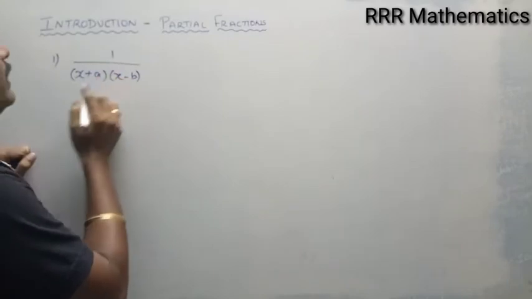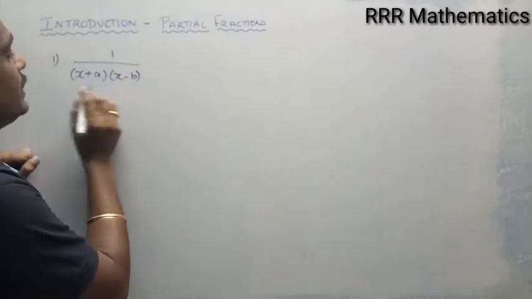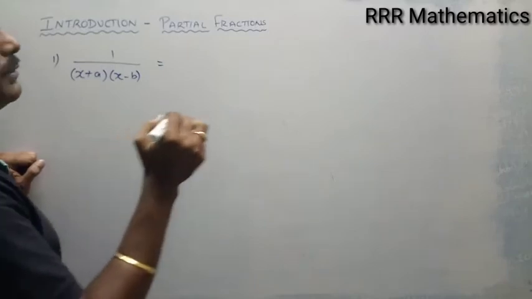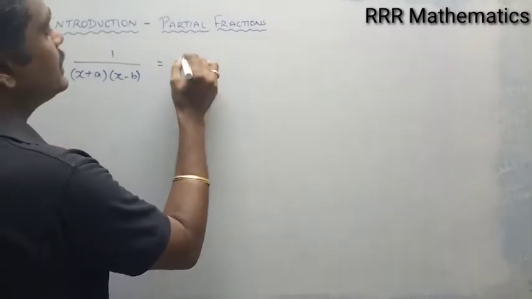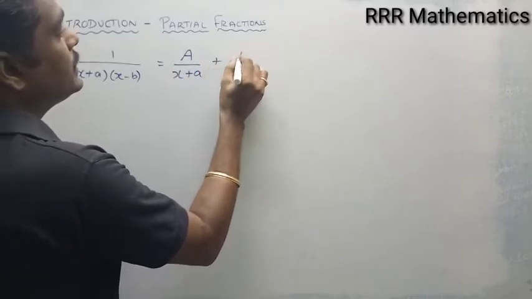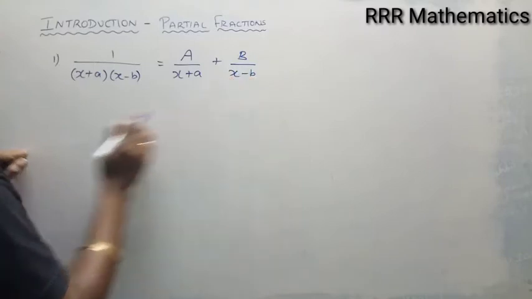For example, if I have a fraction 1 divided by (x plus a) into (x minus b). Here in each bracket, it is linear. What is the previous one, which is constant? Here I am going to consider the constants as capital letters A, B, C, etc. So this will be split as A by (x plus a) plus some constant capital B by (x minus b).